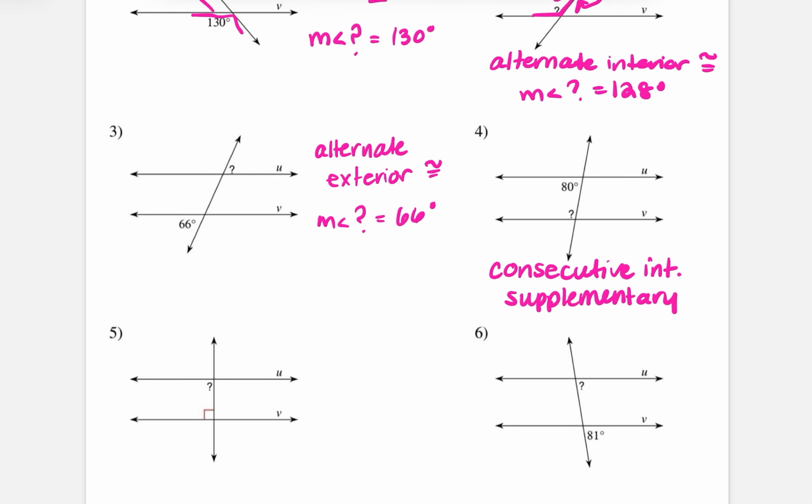We use the word supplementary, but in order to find the angle, we need to know that supplementary means two angles that add to 180 degrees. So the measure of the question mark must be 100 degrees. 80 plus 100 is 180.